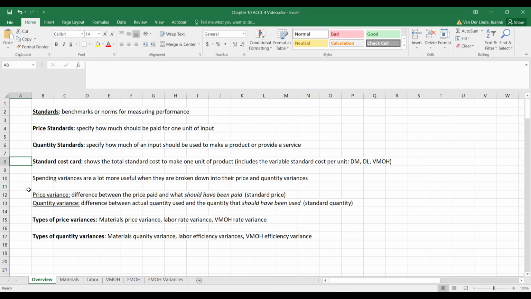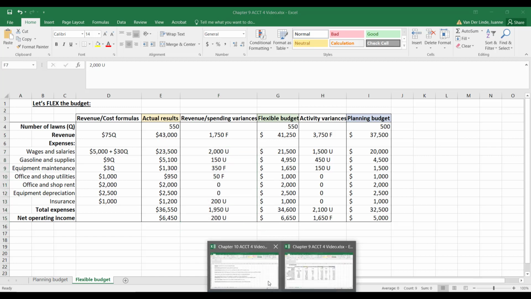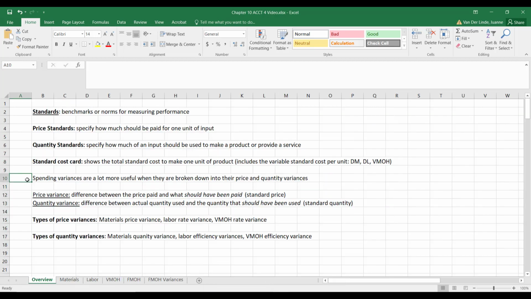These spending variances that we looked at in Chapter 9 are useful on the surface just as they are, but they're even more useful when we break them down into price and quantity variances. We look at the spending variance: what portion of it is due to a price variance, and what portion of it is due to a quantity variance? A price variance is the difference between what is actually paid for something and what should have been paid based on the standard price. A quantity variance is the difference between the actual quantity of something used, whether it's materials or direct labor hours, and the quantity that should have been used, given that actual level of activity.